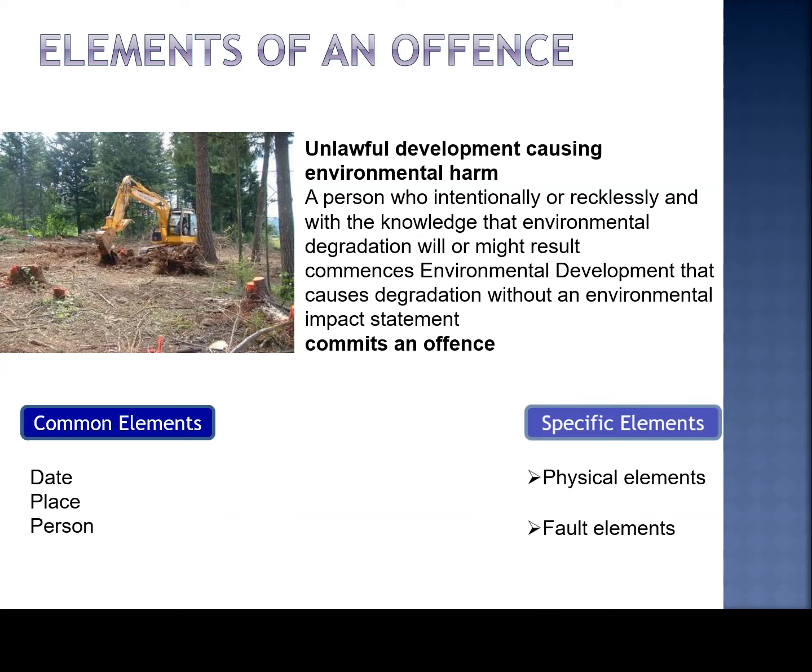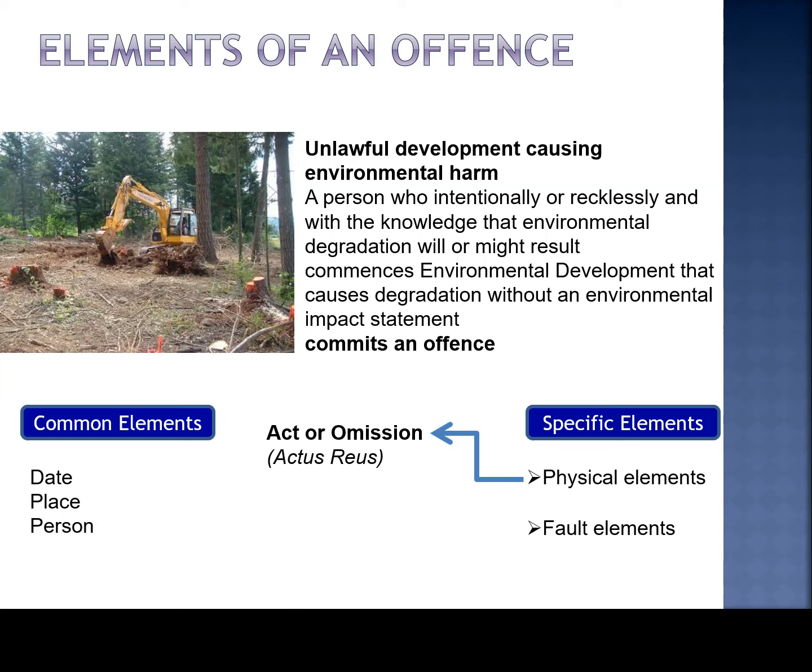Specific elements are further broken down into what's called physical elements and fault elements. Now, physical elements are the physical acts or omissions that go to constitute the offence. In Latin, the term is actus reus, or the guilty act. In the example offence that we have on the screen, the acts or omissions that go to constitute the offence can be broken down into three separate elements.